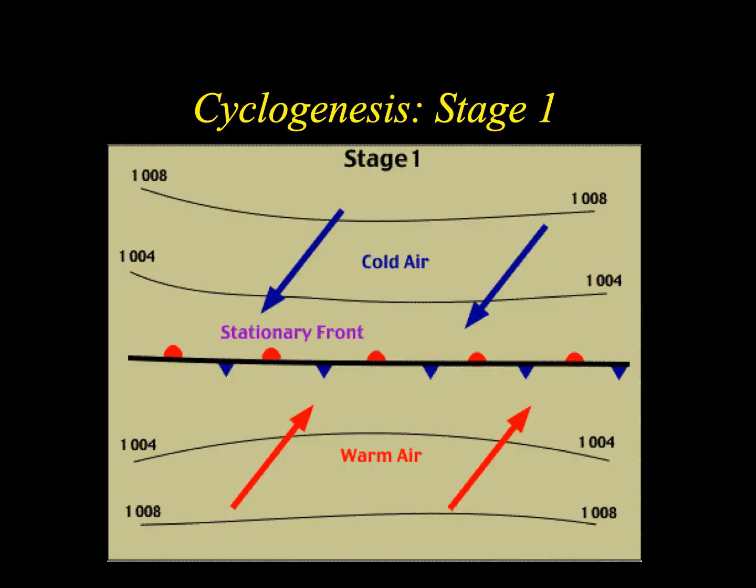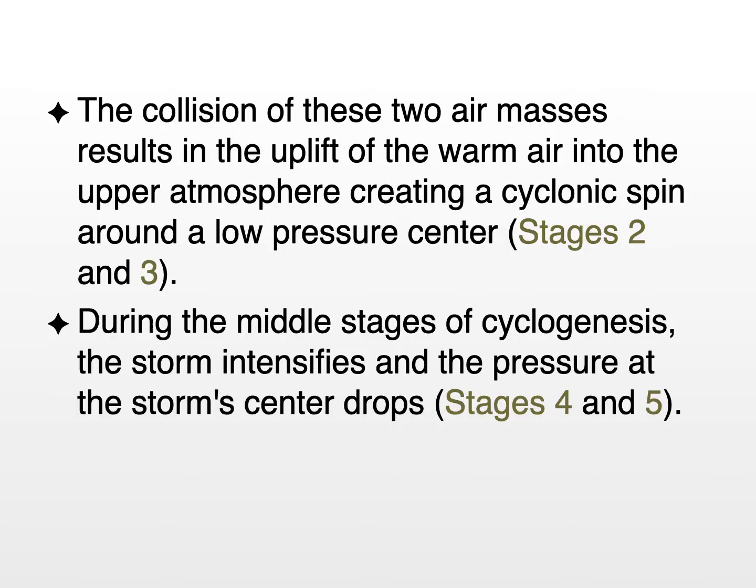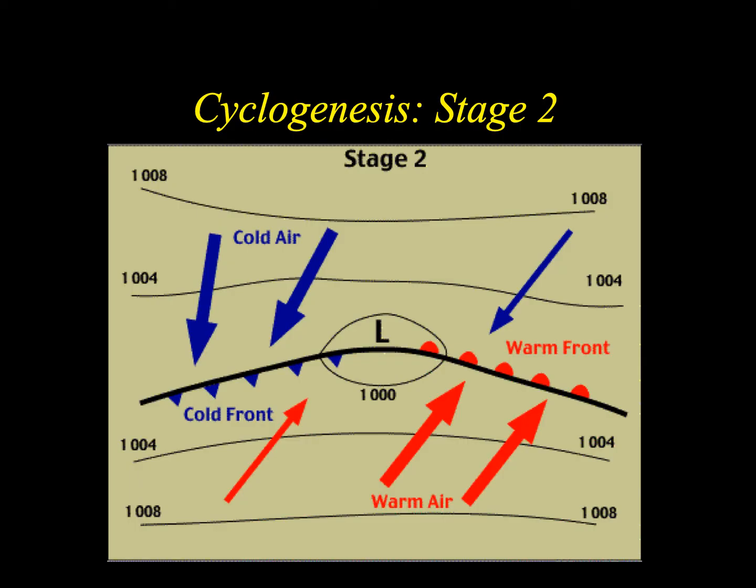So here's stage one. A weakness develops somewhere along the stationary front, usually associated with something going on in the upper atmosphere and the jet stream. So these two air masses develop some sort of weakness. In stage two, we get the development of the low, and this development accelerates.